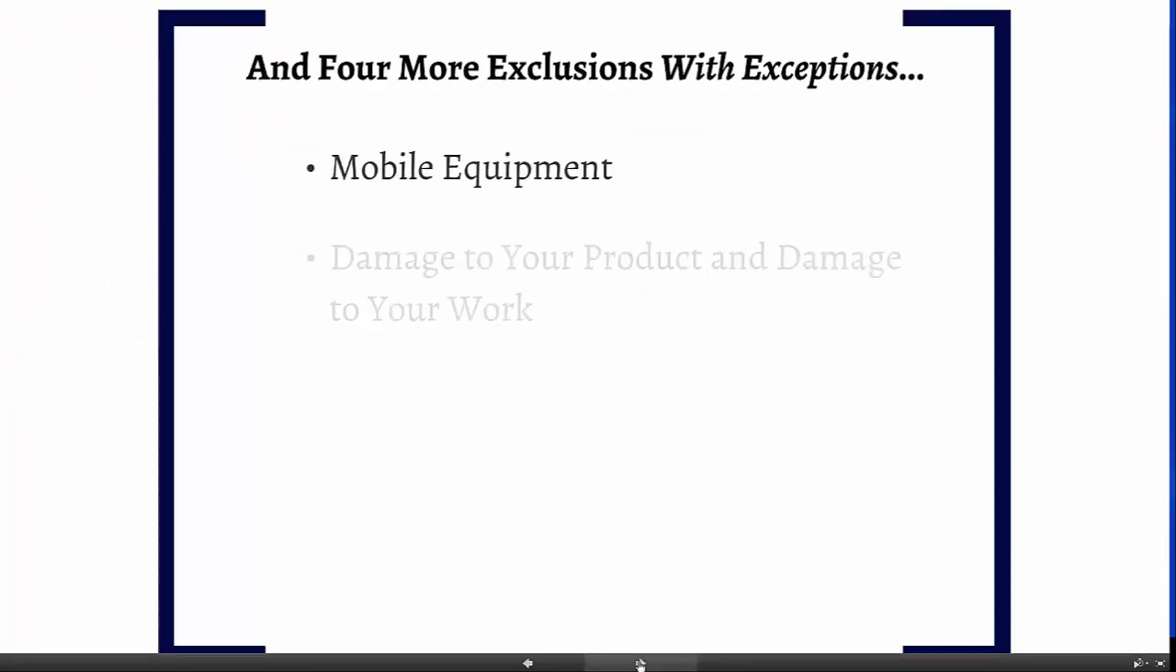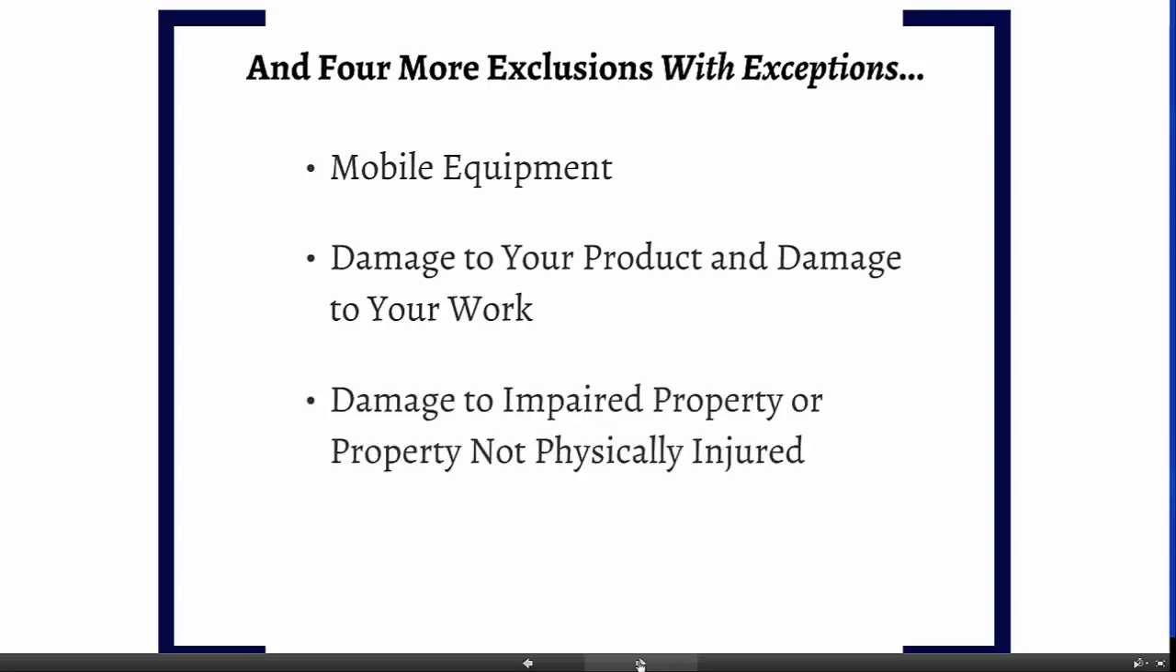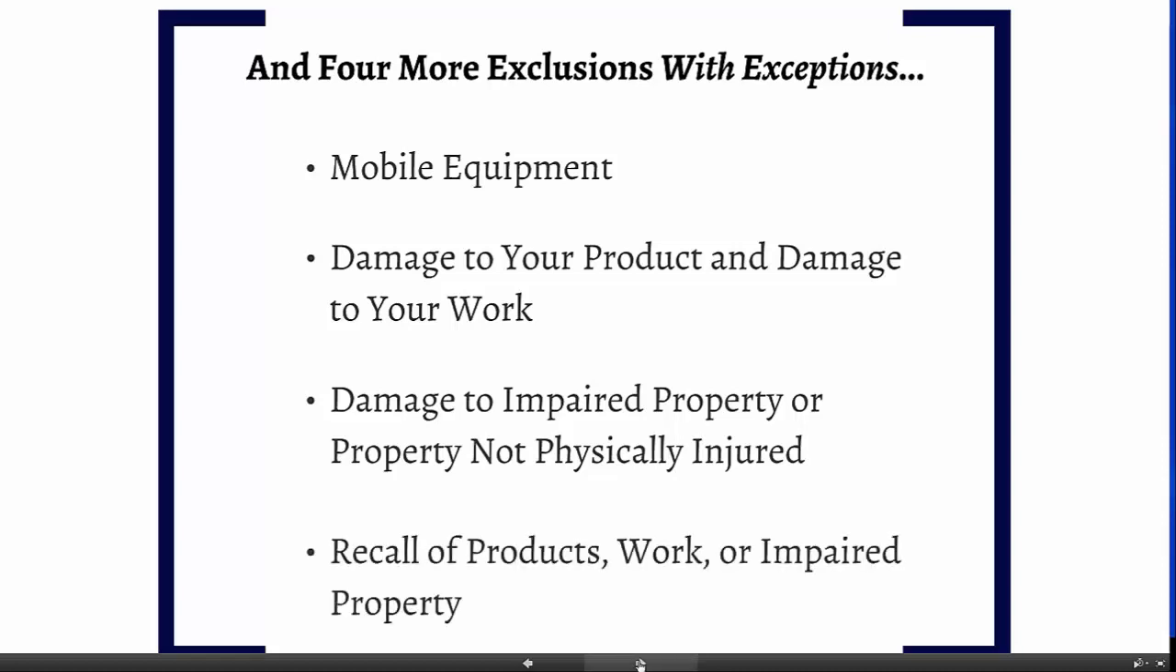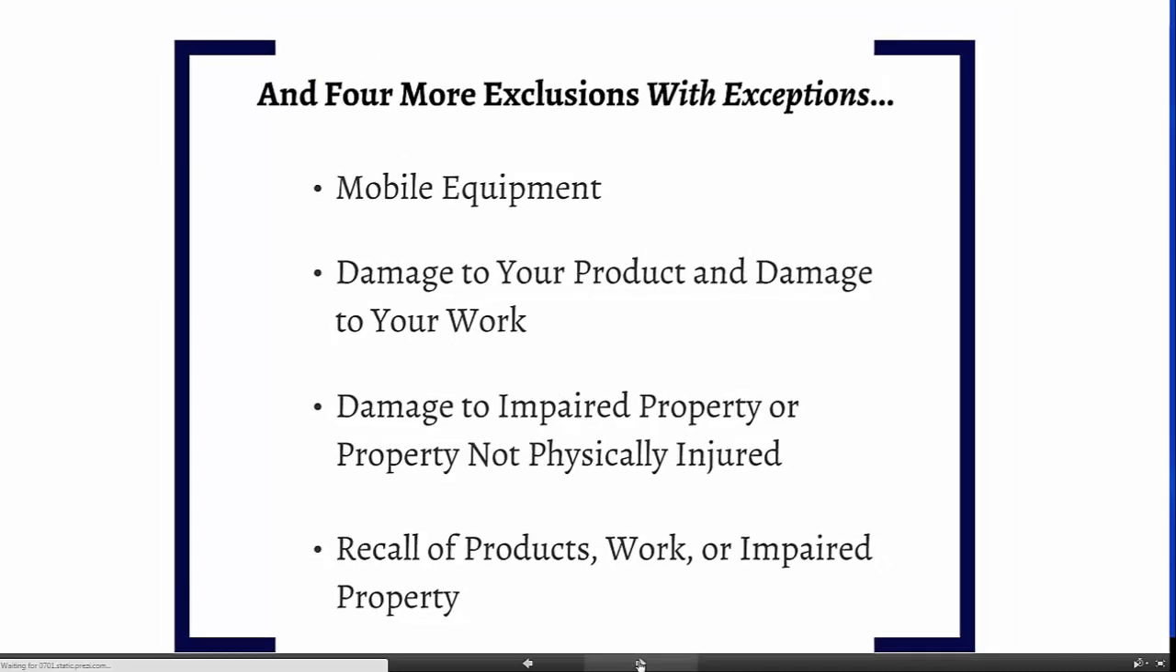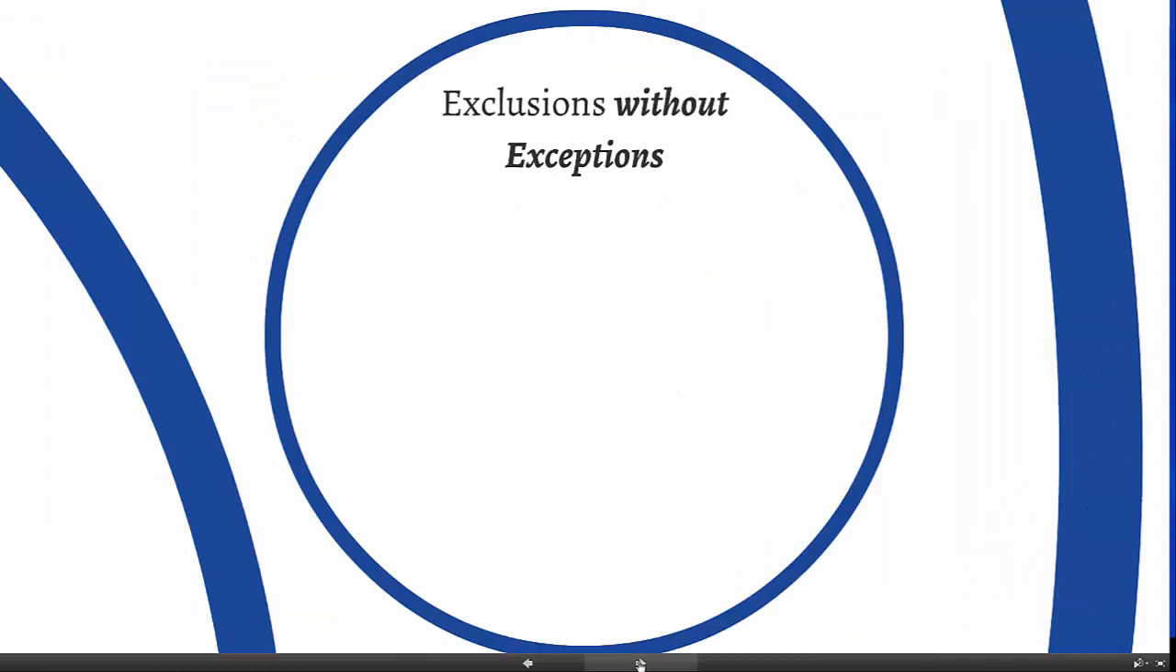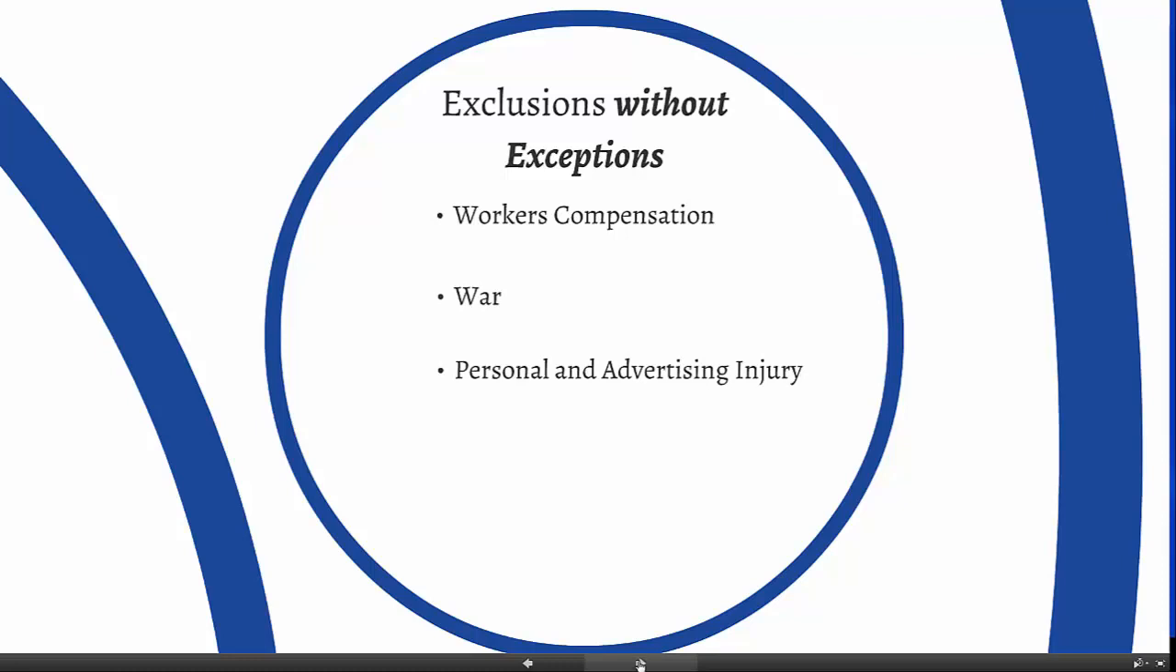Mobile equipment, damage to your product and damage to your work, damage to impaired property or property not physically injured, and recall of products, work, or impaired property are all excluded, but with exceptions. Now we'll look at exclusions without exceptions. Workers' compensation, war, personal and advertising injury, which are covered in the next part, electronic data, and the distribution of material in violation of statutes.